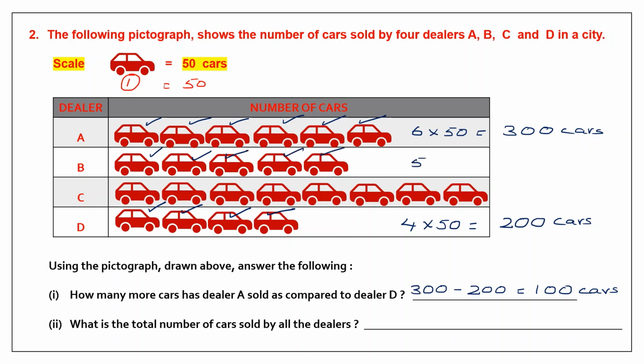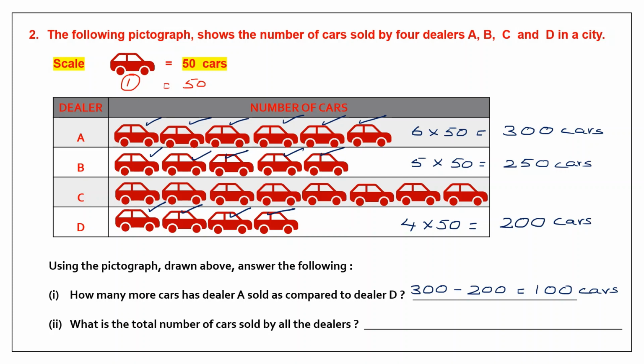That is 5 into 50. Each one is a symbol. Each car is a symbol of 50 cars. It's standing for 50. So 5 into 50. 5 fives are 25 and 0. So we have 250 cars.